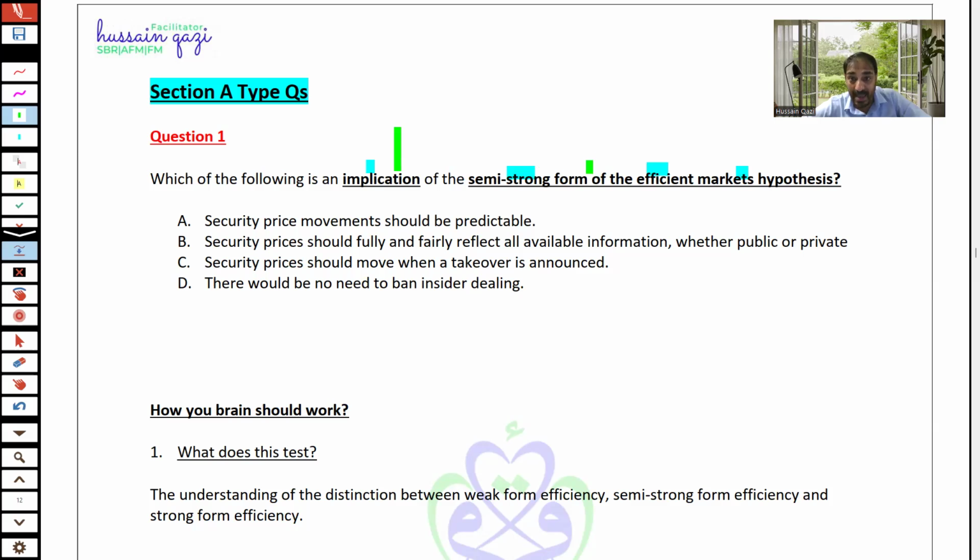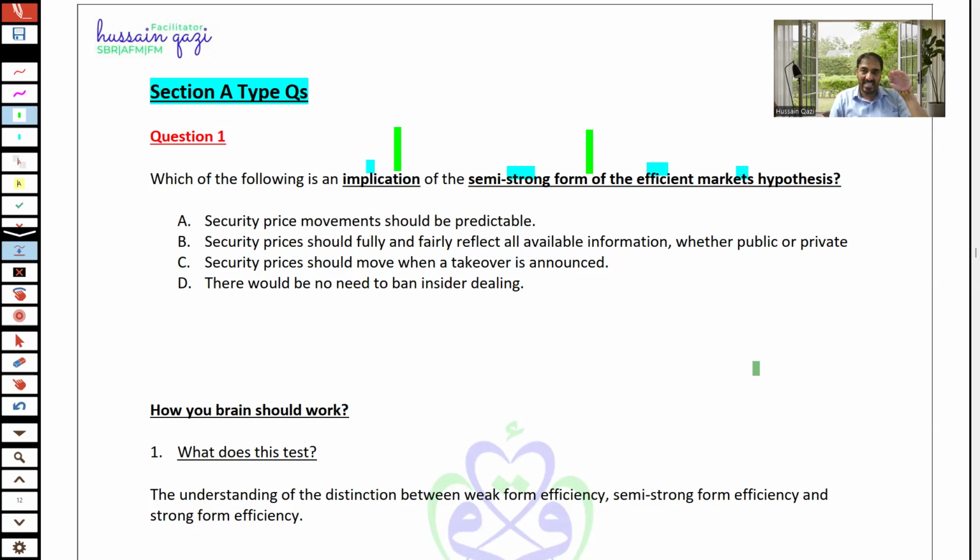Implications of semi-strong form efficiency. Recall your studies. First, you need to recall: what is the meaning of efficient market? Efficient market means that once information is injected, the price is affected in the stock market in a rational manner, and rationally affects the stock price.